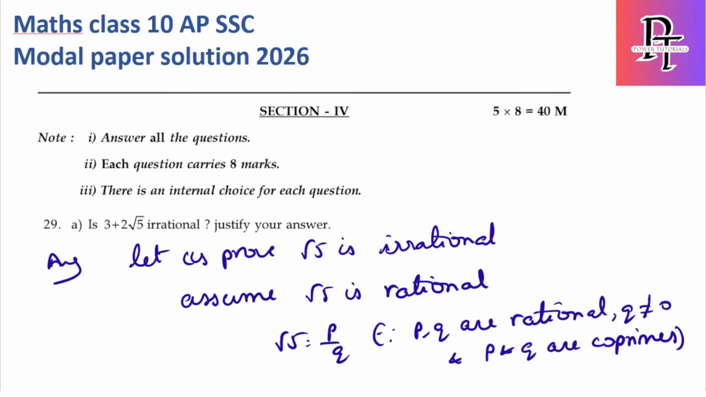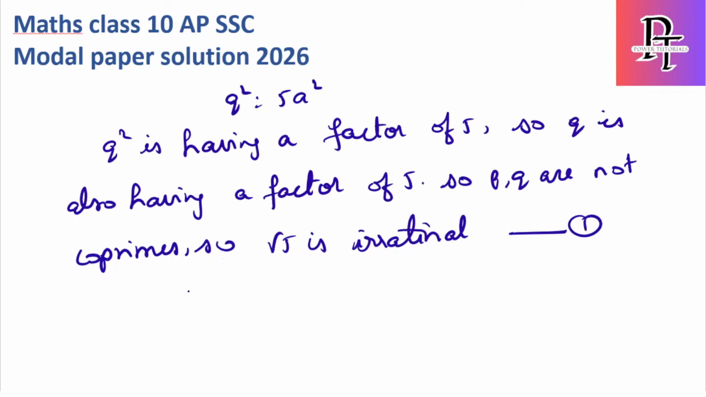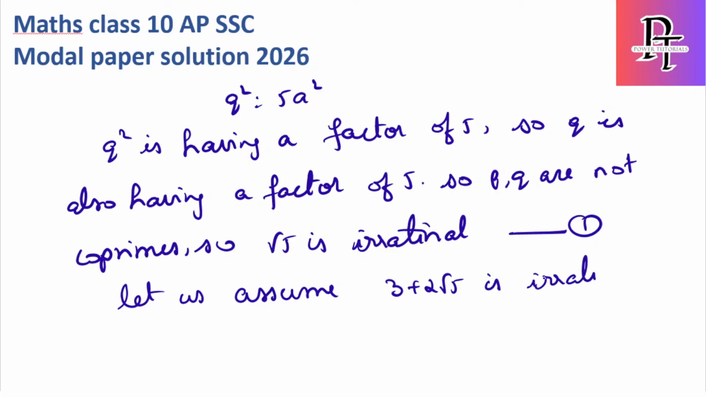They are asking to prove 3 plus 2 root 5 is irrational. Okay, so now let us assume 3 plus 2 root 5 is rational, and then we'll prove it wrong. If 3 plus 2 root 5 is rational, then what is the condition? It can be written in the form of p by q.